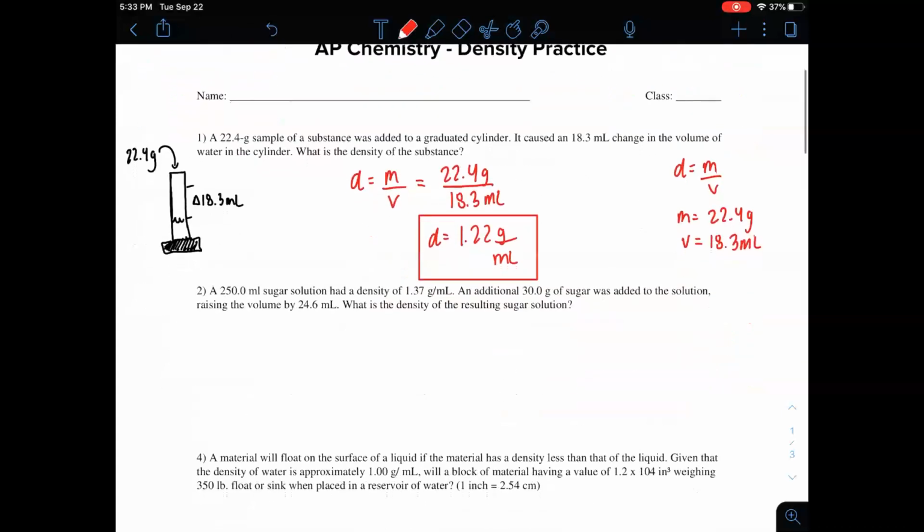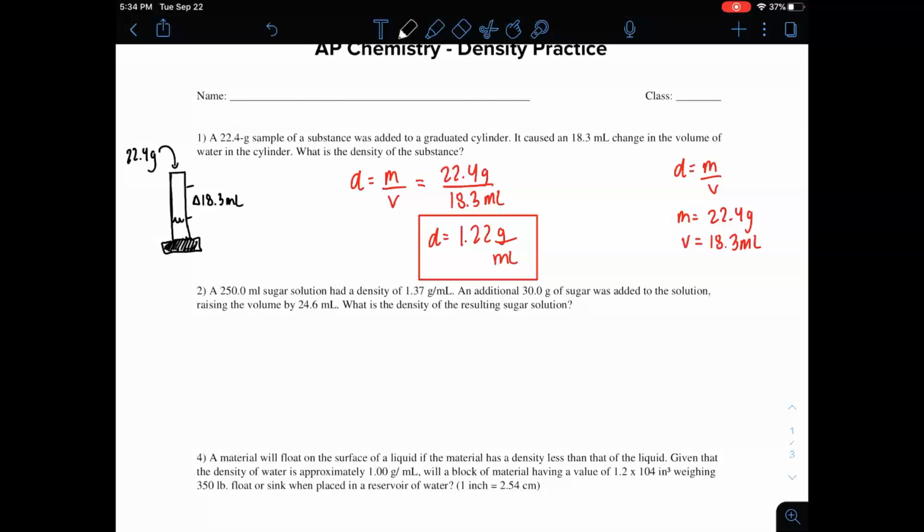Moving on to question 2. A 250 milliliter sugar solution has a density of 1.37 grams per milliliter. An additional 30 grams of sugar was added to the solution and raised the volume by 24.6 milliliters. So what's the density of our resulting sugar solution?